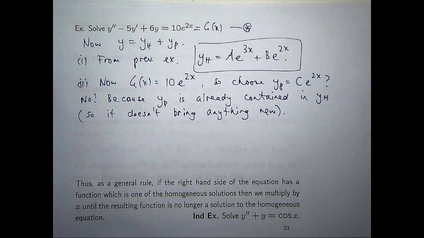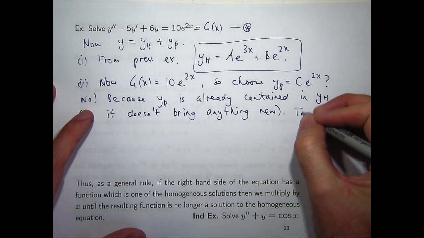Okay, so what I'm going to do is multiply that y sub p choice through by x. Now we've seen this in a way when we looked at the homogeneous problem with real and repeated roots. We had one exponential plus x times another exponential. So you can kind of think of this as an informal analogue of that.